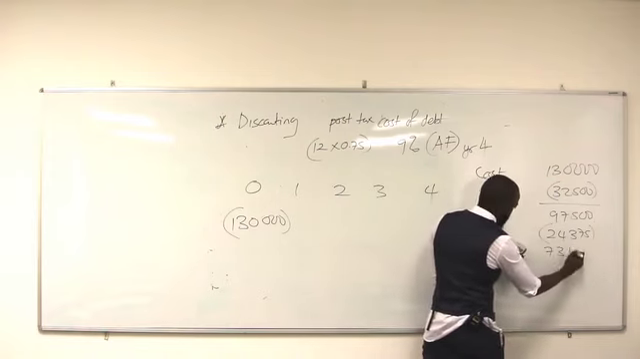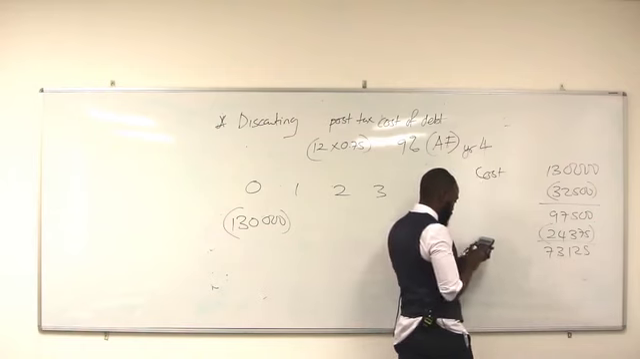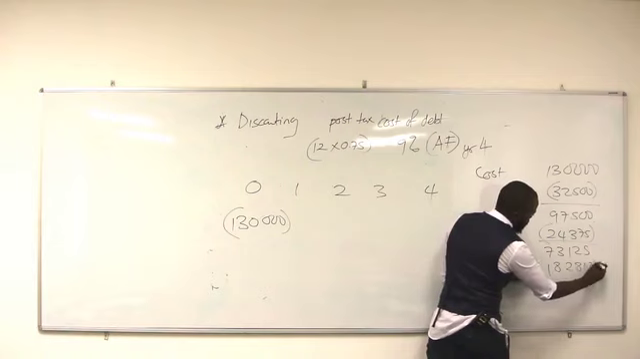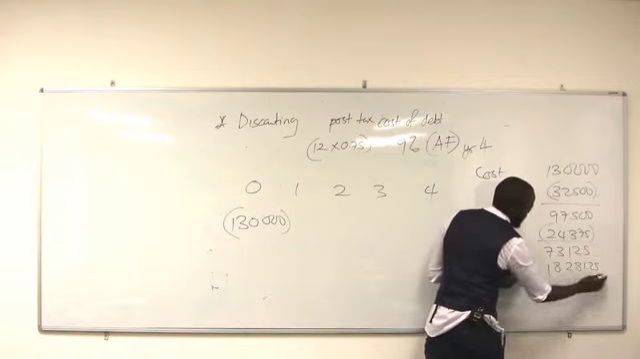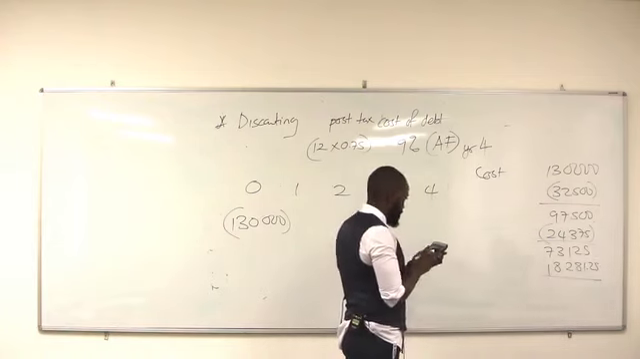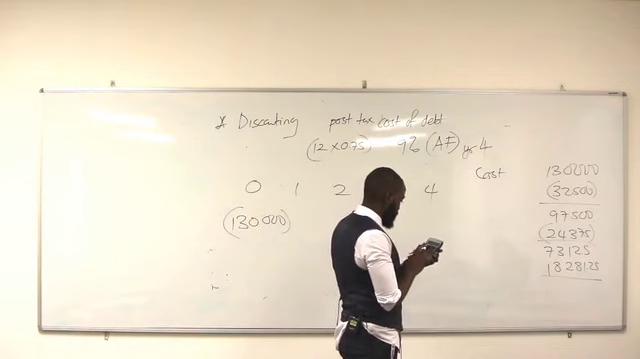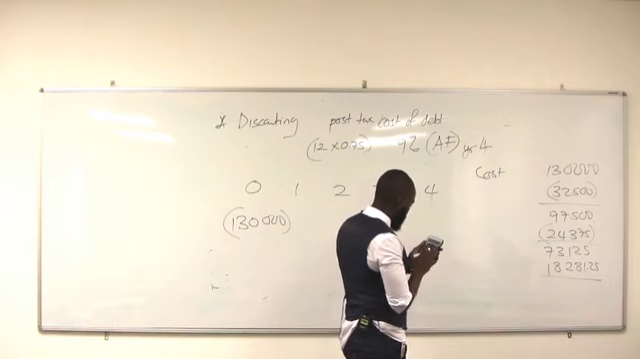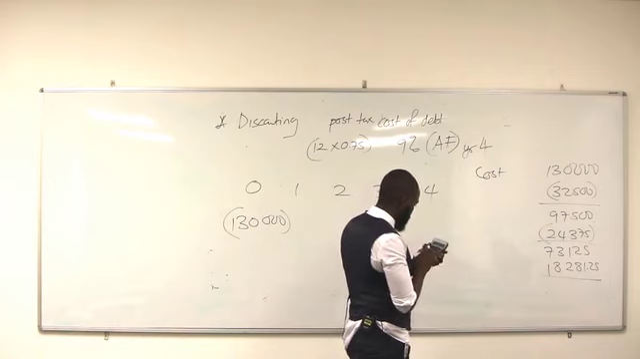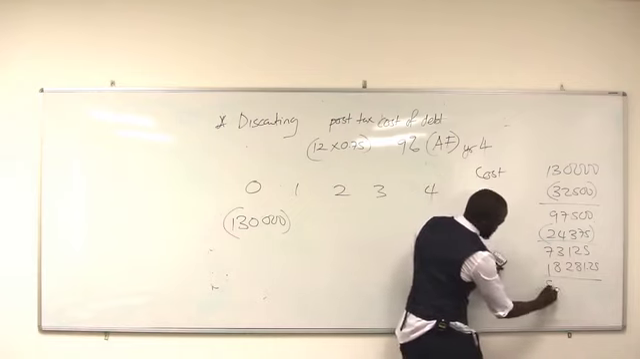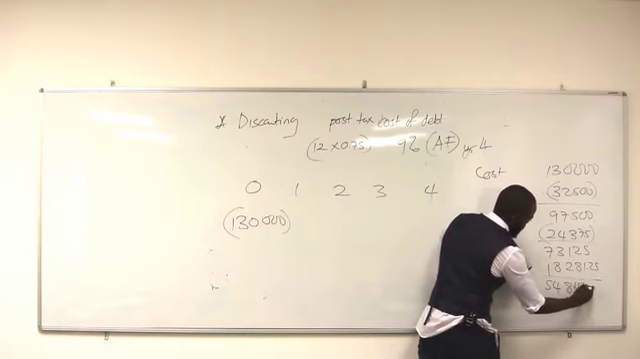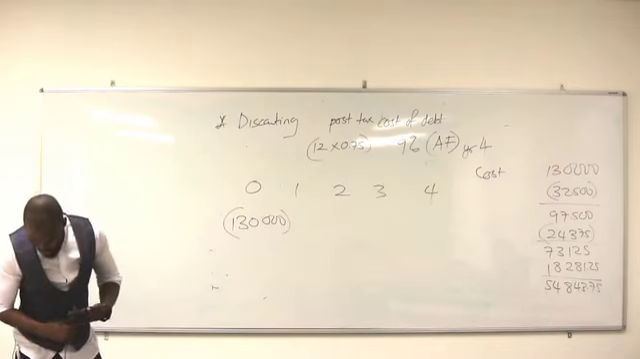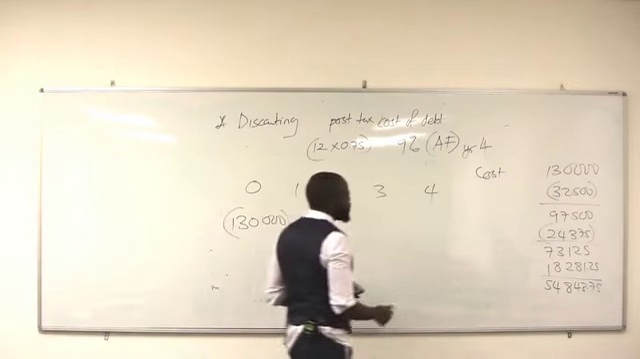Get 73,125 times 25%, get 18,281.25. Minus 73,125, 54,843.75. So here, did we have any scrap value? So no scrap value. So in the last year, we need to find the balancing figure.